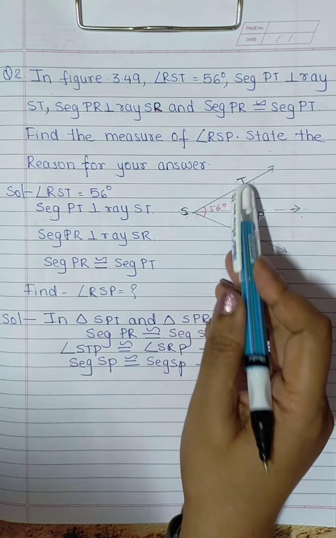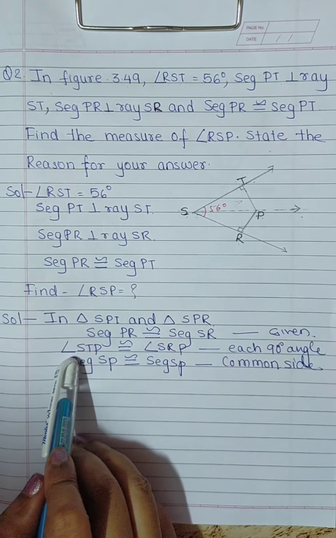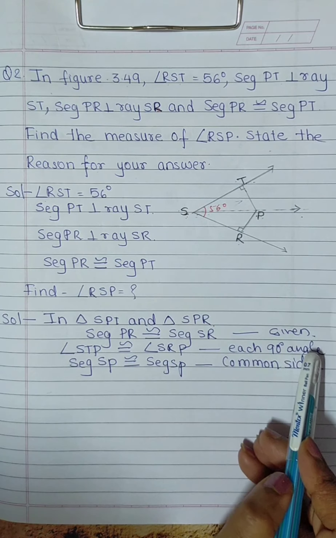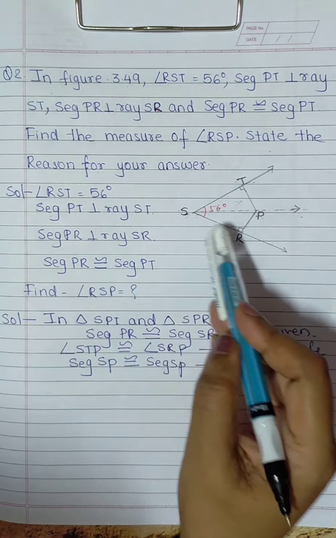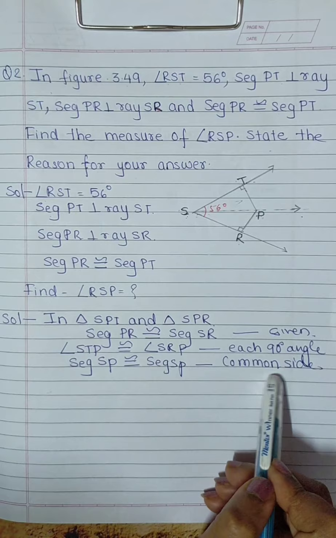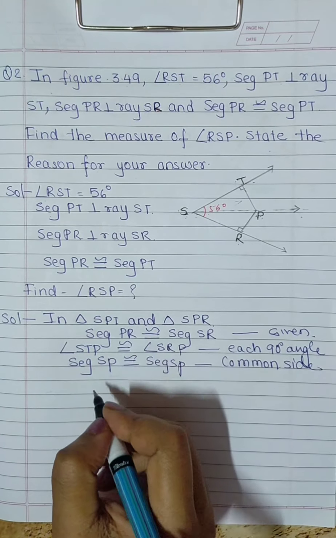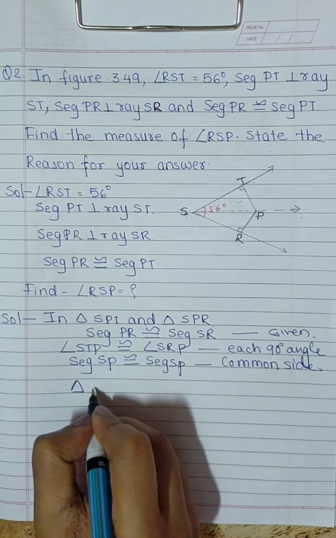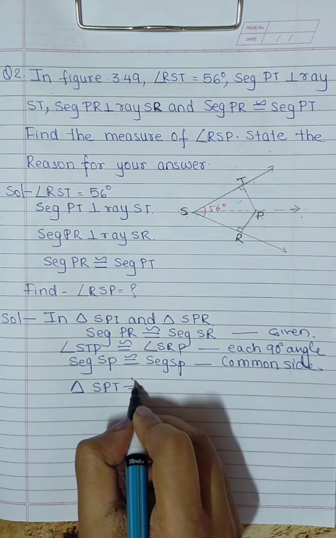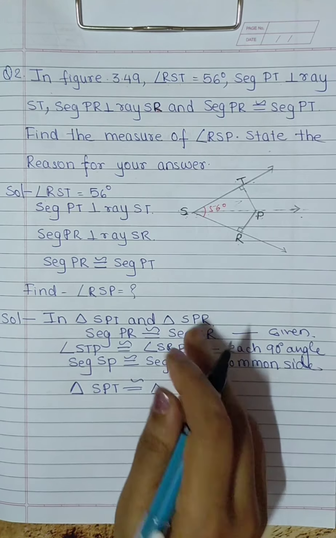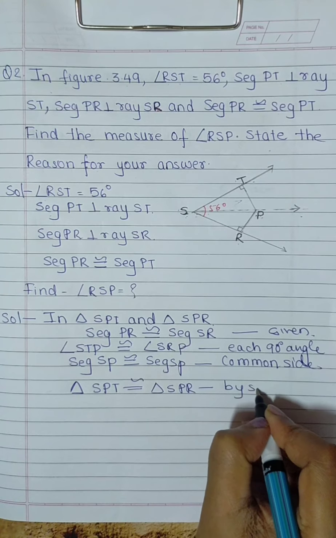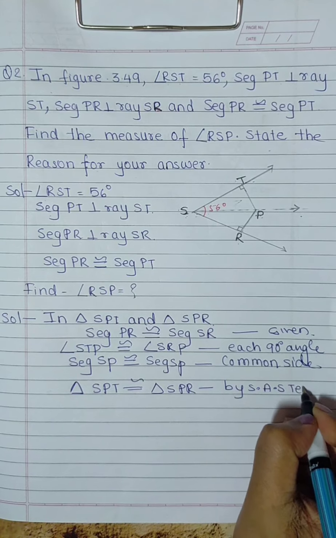Now angle STP is congruent to angle SRP, each 90 degree angle. Okay, now here segment SP is congruent to SP because of common side. Now next, triangle SPT is congruent to triangle SPR by SAS test.